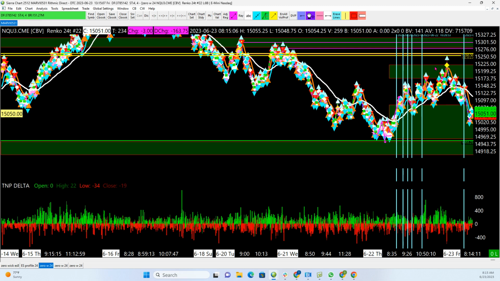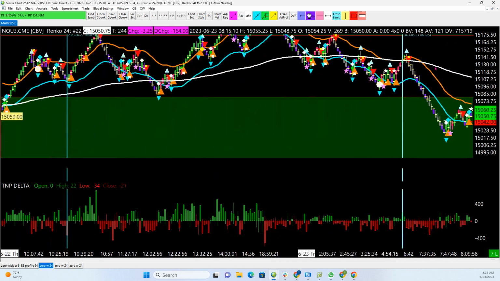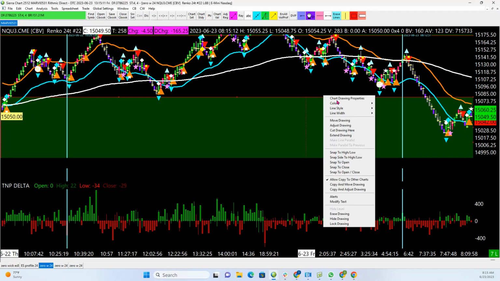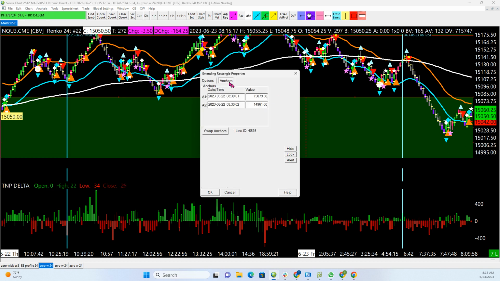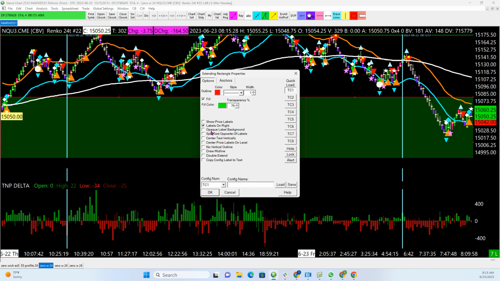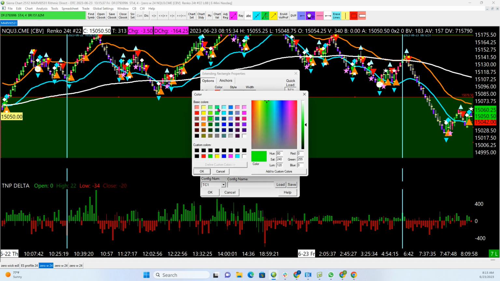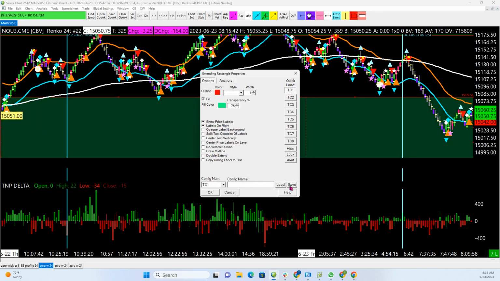So that's for today. I will do two things here. Right click, start drawing properties. TC1, anchors. It doesn't let me label. Well, that sucks. Option. Oh, labels on right. They should be there. Show price labels. Let's just make this a light green. See if that's easier to see. Okay. Save.